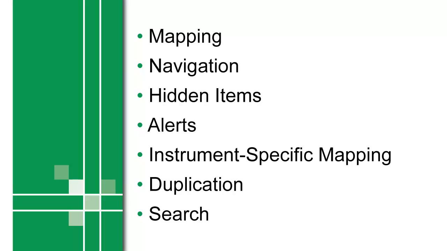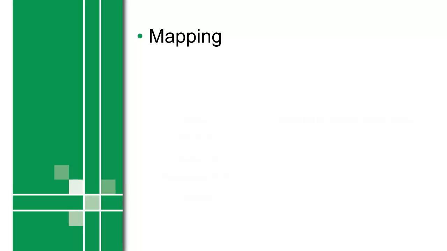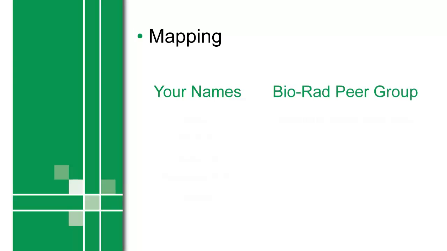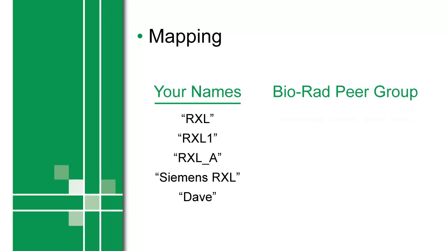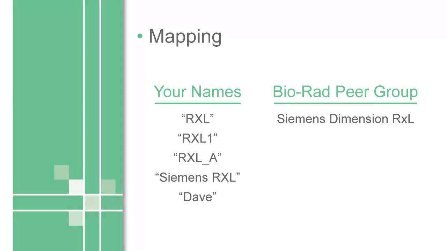Let's begin with mapping. Mapping is the process of matching the names of your instruments, controls, and tests to the names used by Biorad peer groups. In this example, we see that a lab may call its instrument RXL, RXL1, RXLA, Siemens RXL, or even Dave within its LIS. Any designation is fine. We'll just need to map that name or code to the name used by the peer group. Let's look at a practical example.